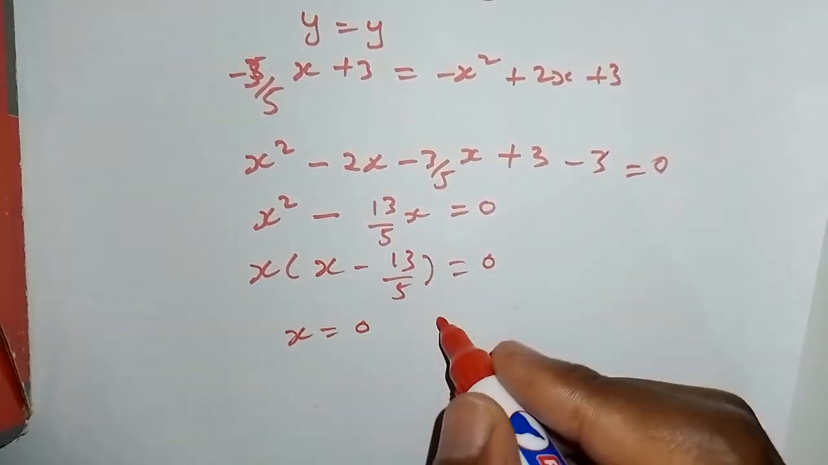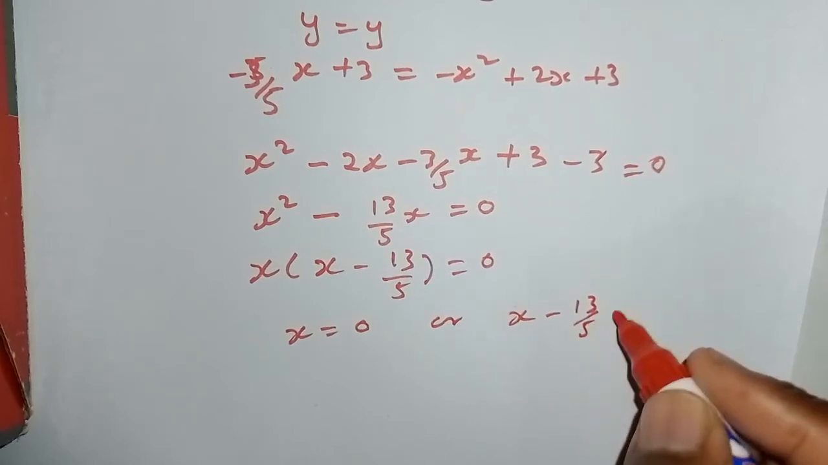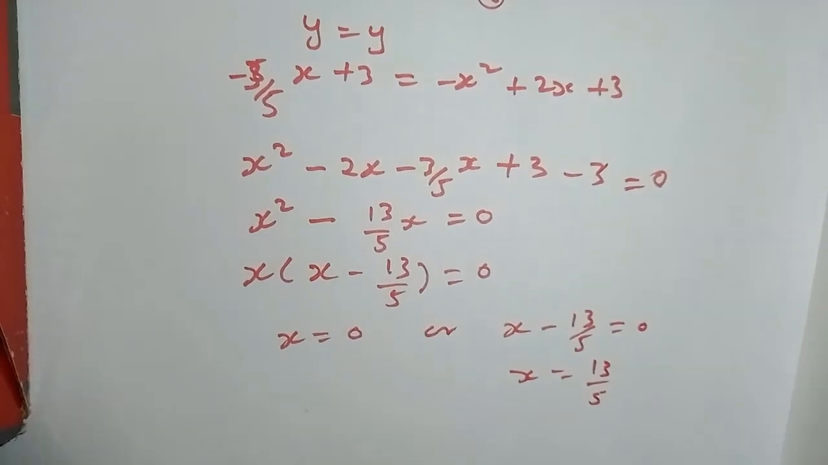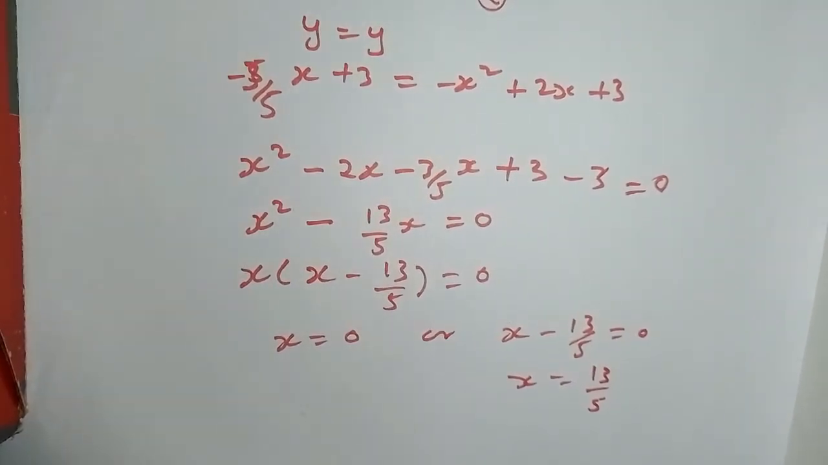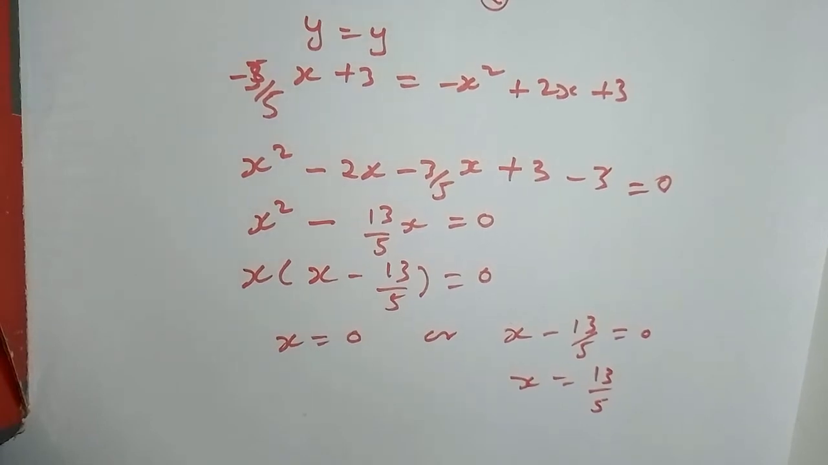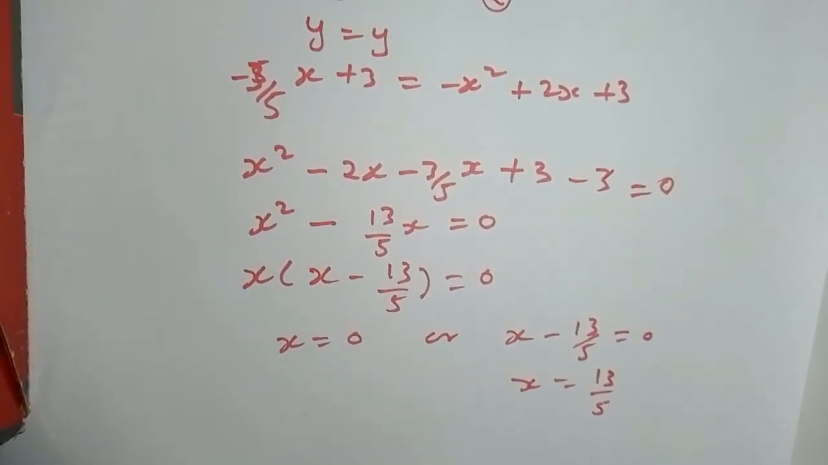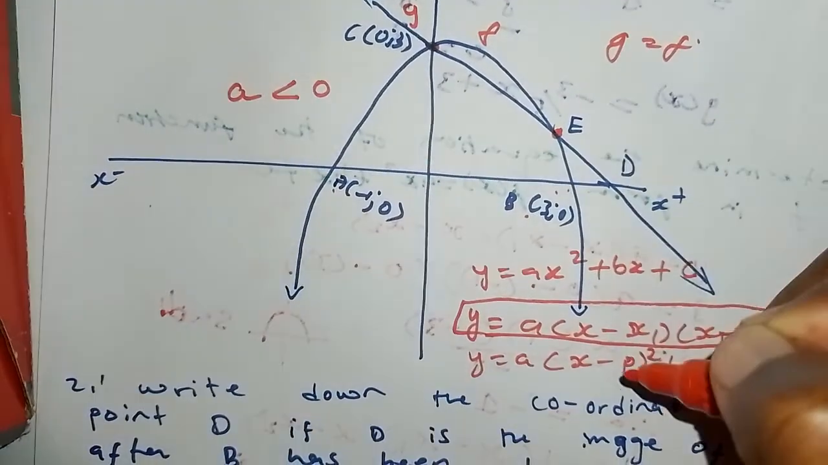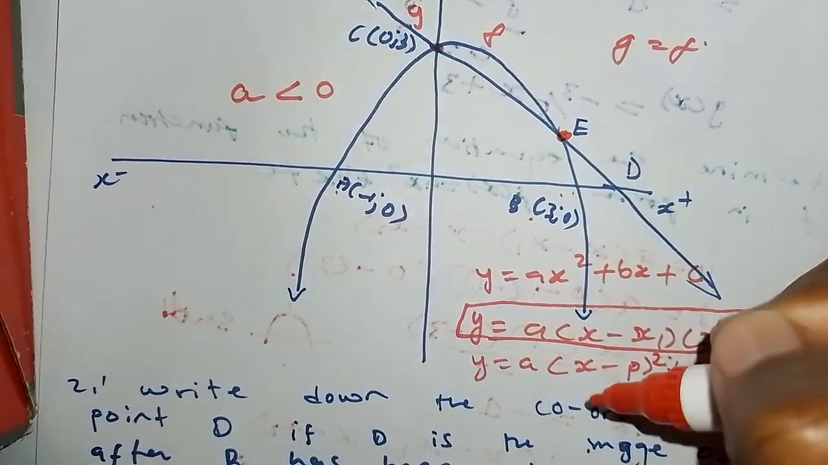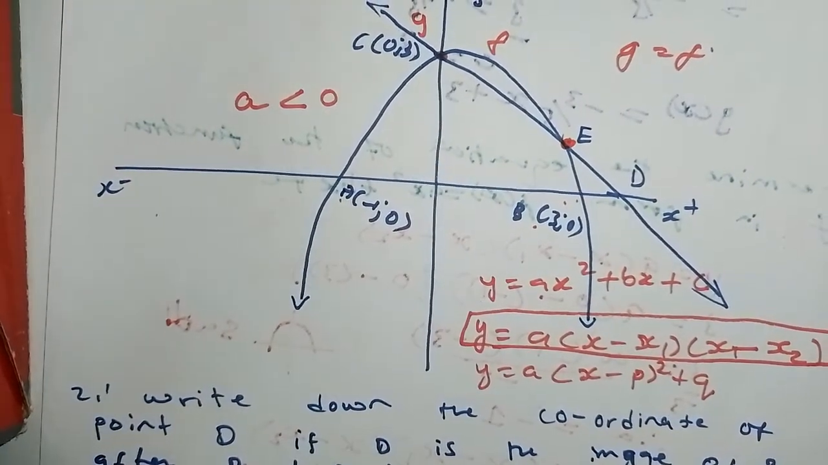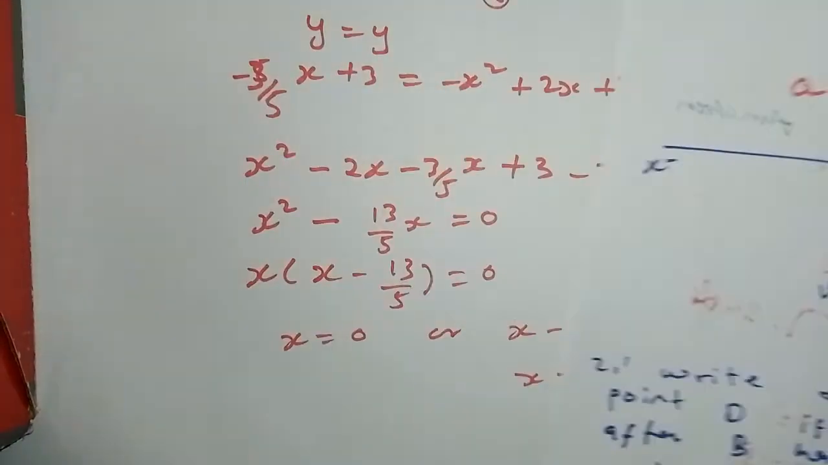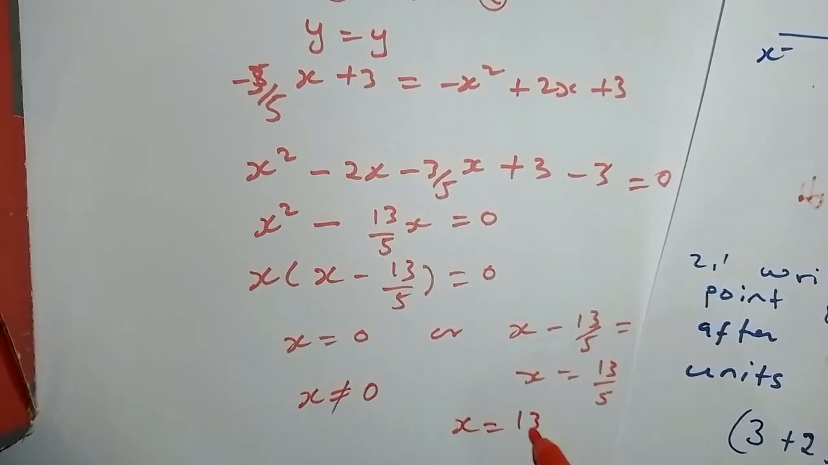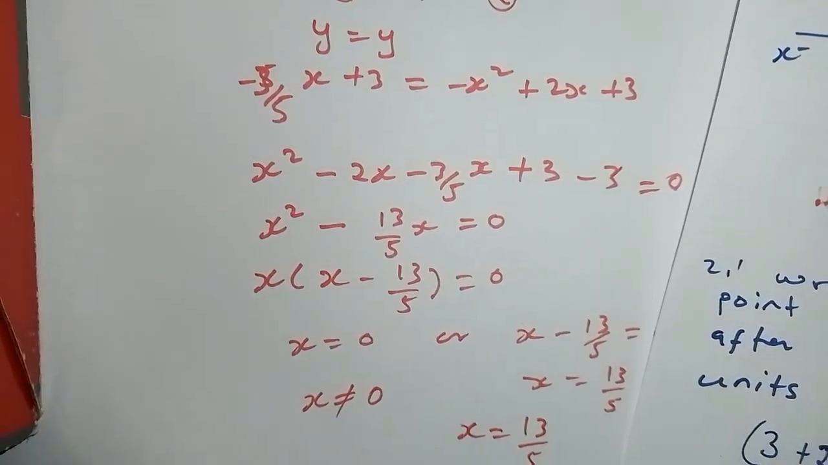x is equal to 0, or x minus 13 over 5 equals 0. x is equal to 13 over 5, right? Now I need to check the graph. Can we use x equal to 0 if this is my point? No, we cannot use that, because you see it is not lying on the y-axis, so x cannot be 0, but x is equal to 13 over 5, right?